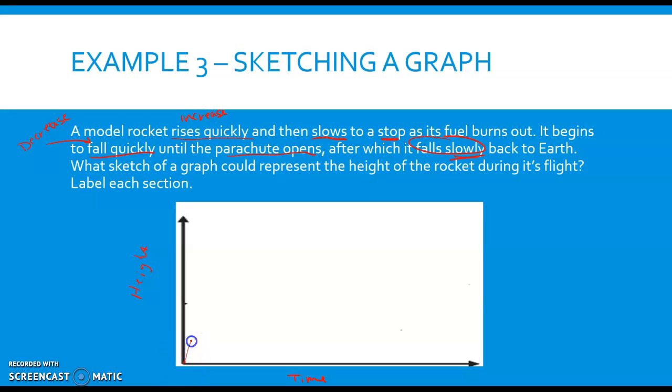We blast off, so we rise quickly, and then we run out of gas and we start to decrease. It starts decreasing quickly, and then the parachute pops, and we end up decreasing at a slower rate until we hit Earth. So then it wants us to label each section. So like this section would be our rises quickly.